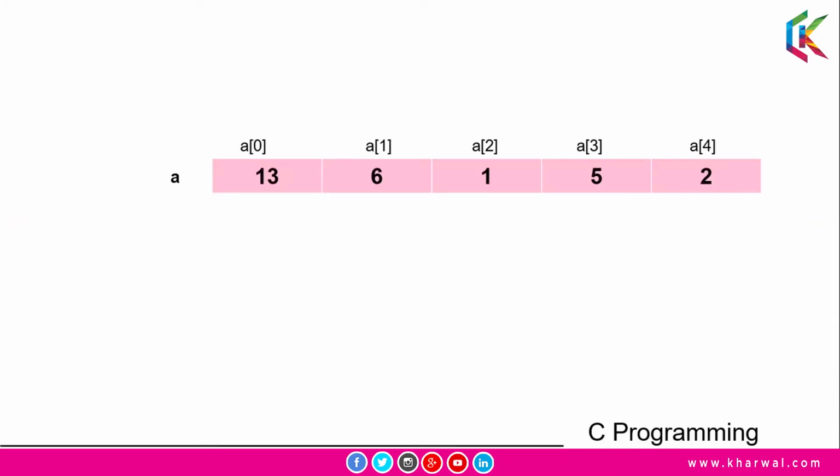Guys, starting with the first element at index 0, compare the current element with the next element of the array. And if the current element is greater than the next element of the array, swap them. And if the current element is less than the next element, move to the next element and repeat step 1. Now guys, let's go ahead and I will show you the implementation of bubble sort in C programming.